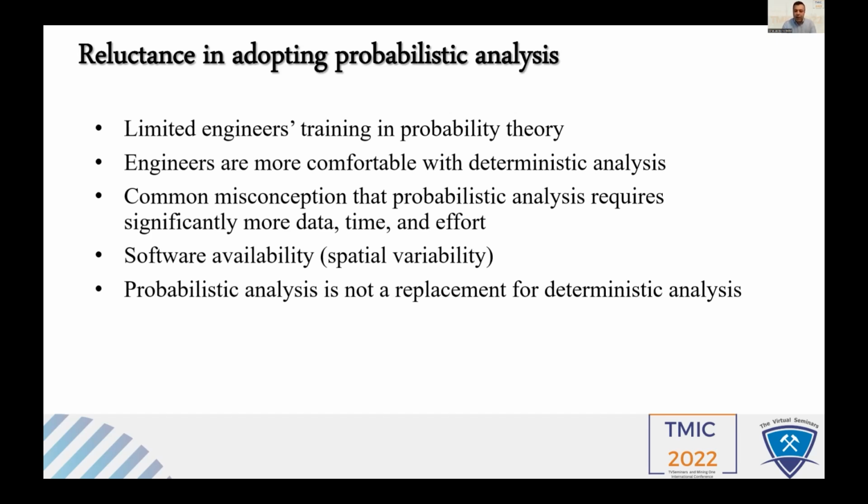And you saw Richard's presentation, with one equation, you can even find the probability of failure. The other problem used to be, before we released Slide2 in 2018, that there was no really good commercial software that can carry out probabilistic analysis considering spatial variability. Because if you don't consider spatial variability, you may have wrong results. And the other concept is that probabilistic analysis is not a replacement for deterministic analysis, and they should be used together.